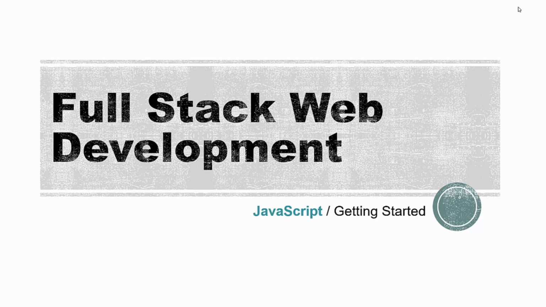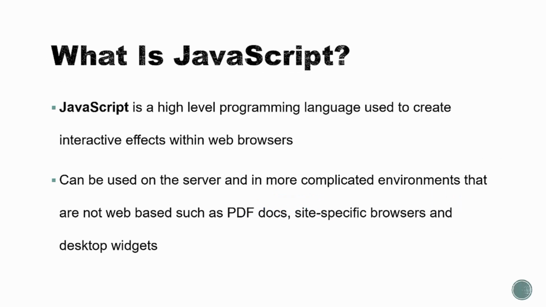Alright, so now we're going to get into an actual legit programming language. HTML is a markup language and CSS is a style sheet language, both used to physically display content. JavaScript, on the other hand, is a high-level programming language that's used mostly to create interactive effects in the browser.